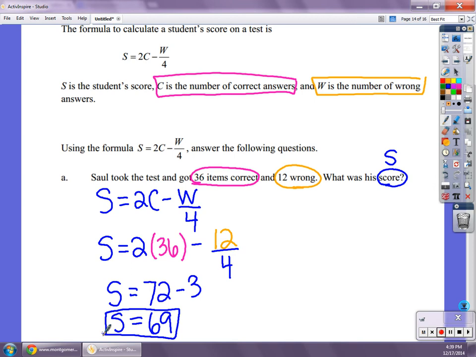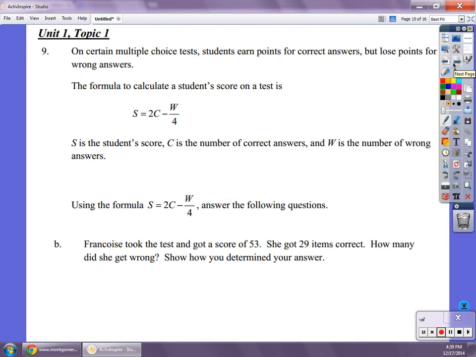All right, let's take a look at B. We're down here. Francois took the test and got a score of 53. She got 29 items correct. How many did she get wrong? Show how you determined your answer. I'm going to underline that. We are now solving for W, different than the last question.